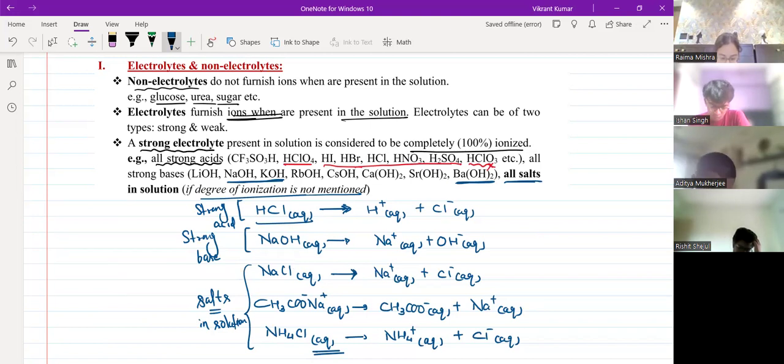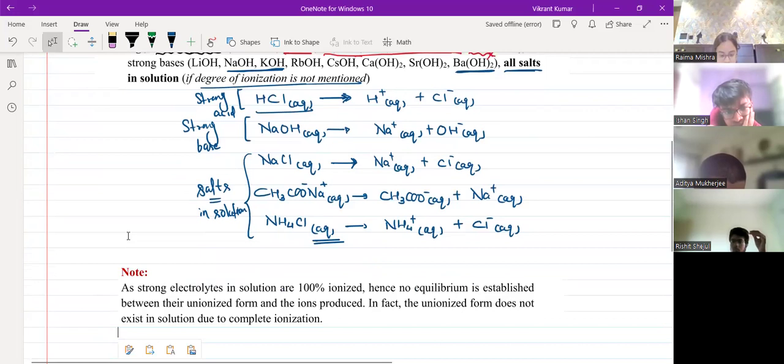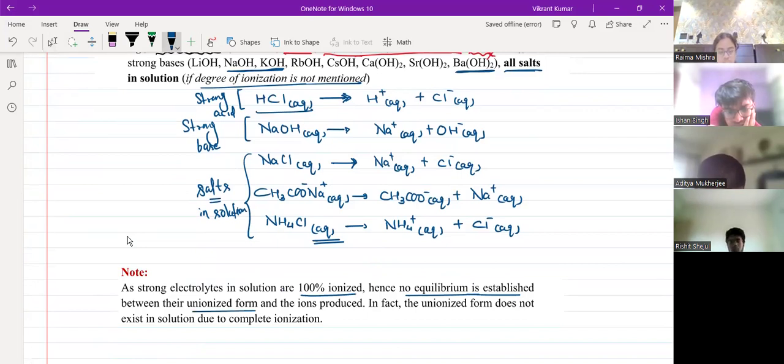So now, whenever you are having a strong electrolyte in solution, because it is completely ionized, there is nothing called undissociated or unionized form of this electrolyte, है ना? And that's why there is no equilibrium established. तो यहाँ पर तो कोई equilibrium आएगा ही नहीं. There is no equilibrium established for strong electrolyte in solution because they are 100% ionized, and that's why we are saying no equilibrium is established between the unionized form and the ionized form. In fact, like I told you, unionized form doesn't exist in solution. NaCl undissociated बचेगा नहीं. It will be completely ionized to give you Na+ and Cl-.